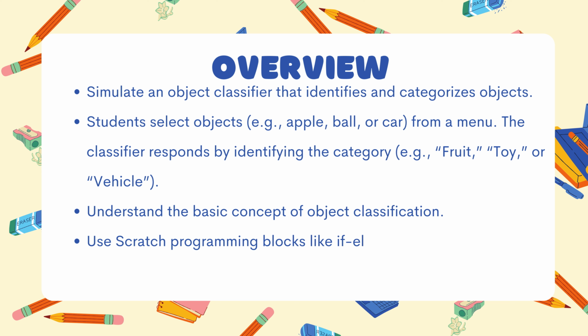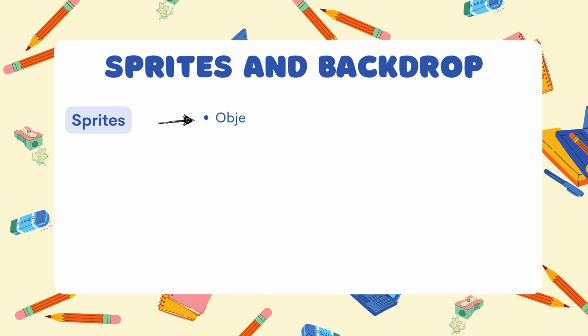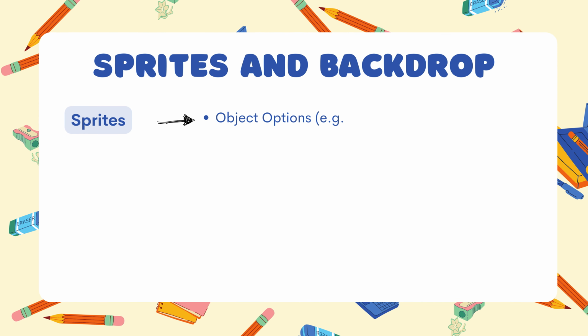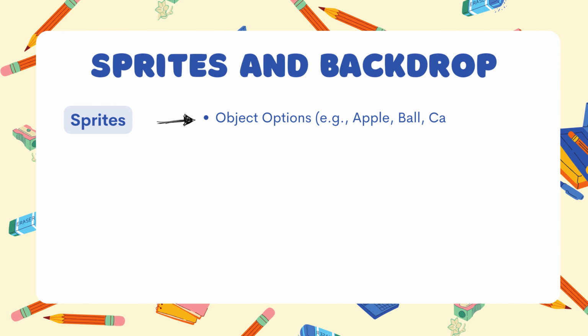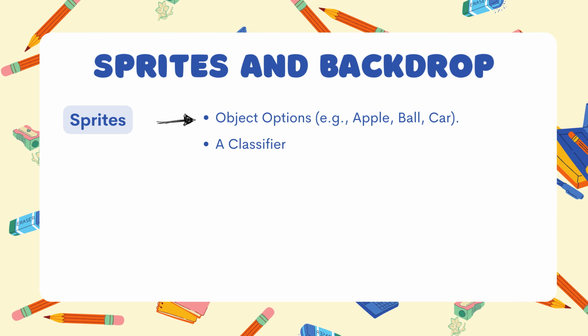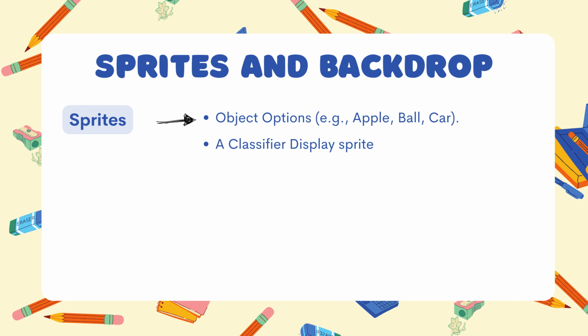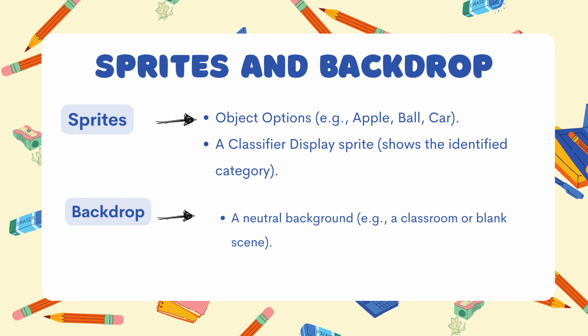Use Scratch programming blocks like if-else conditions, variables, broadcasts, and sprites. Sprites and backdrop: sprites are the object options, for example apple, ball, car. A classifier display sprite shows the identified category. The backdrop is a neutral background, for example a classroom or blank scene.